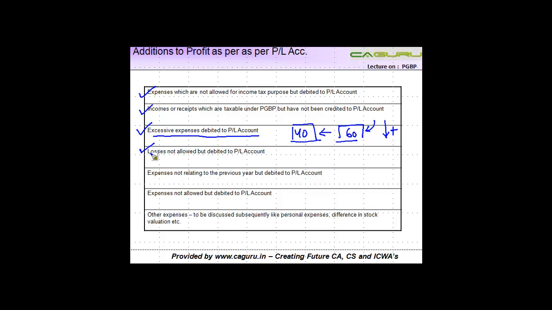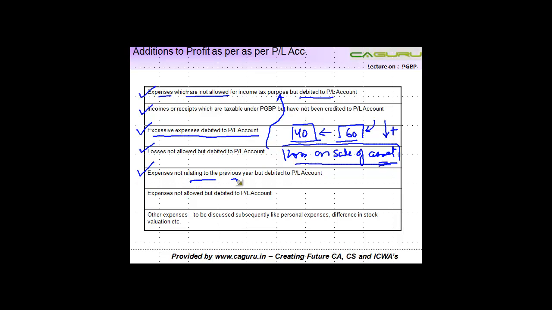Loss is not allowed but debited to the profit and loss account. This is something similar to the first adjustment. So if you've booked any loss, let's say loss on sale of asset. This is not a revenue expenditure. So if you've booked it in the profit and loss account, it's something like an expense which is not allowed but debited to the profit and loss account. So you need to remove the impact of this, which is removed actually by increasing the P&L.